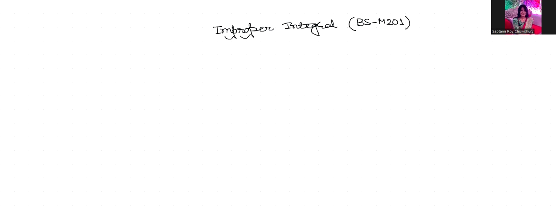Just you have to know that this is your integral from a to b of f(x) dx, a definite integral. We will represent it by this integration a to b f(x) dx. This is the definite integral as there are two limits. If any one of these limits is infinity or both of these limits are infinite, then we call this one kind of improper integral type.